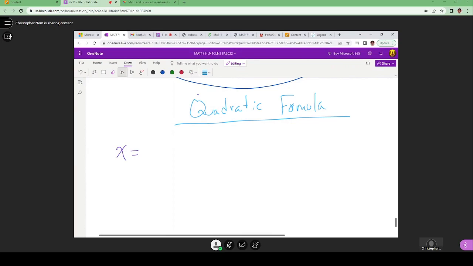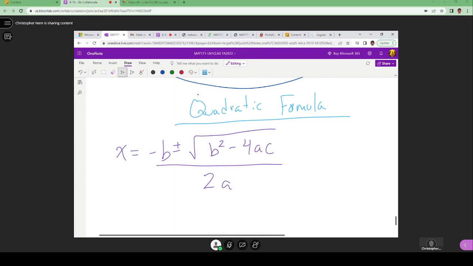I'm not sure if you guys have ever heard the song, but I'm not going to sing the song. But if you remember that, then good for you. It should be x equals negative b plus or minus the square root of b squared minus 4ac, all over 2a. That is the quadratic formula right there.